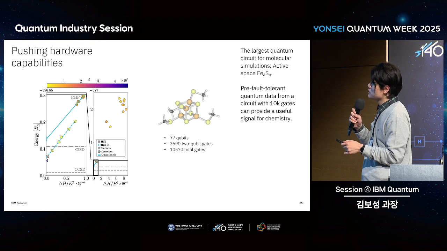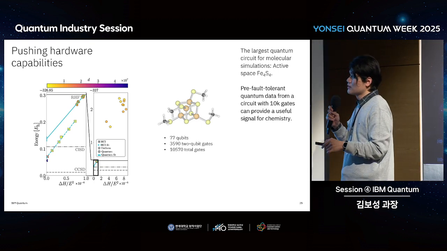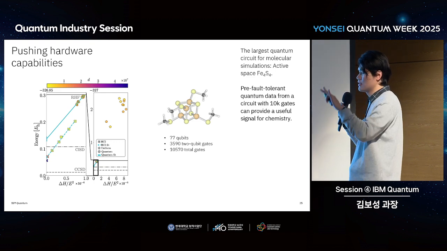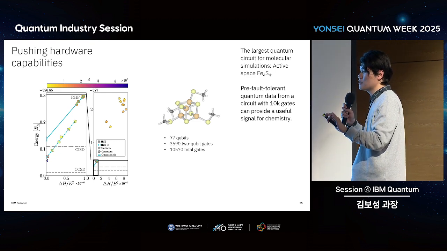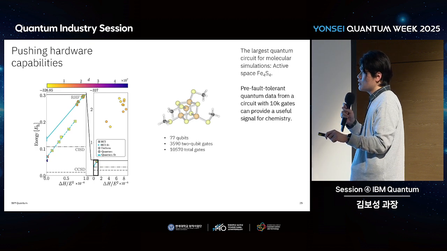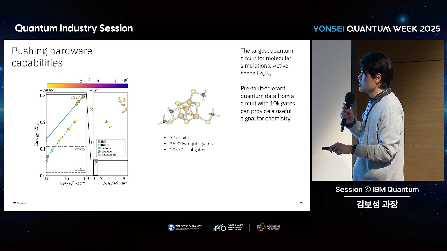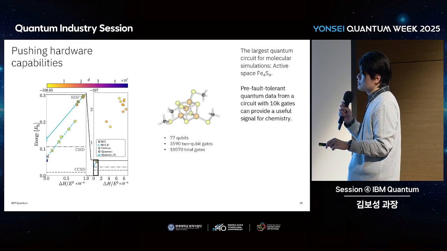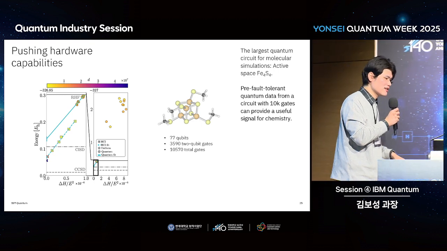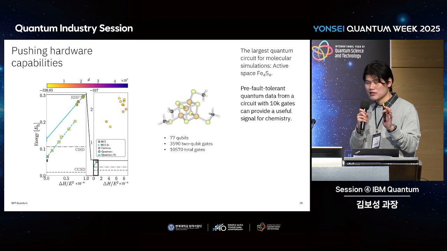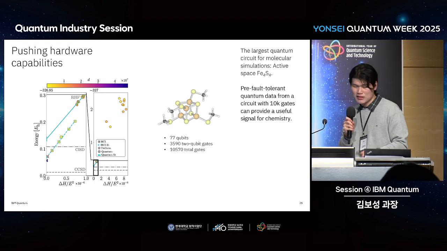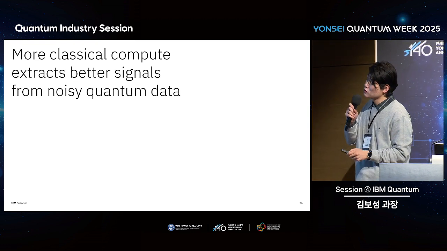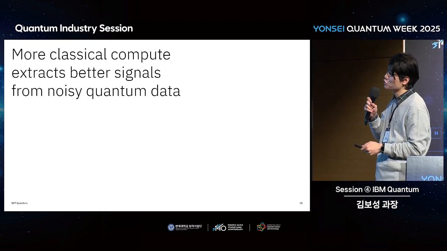So this is pre-fault-tolerant quantum data, but it still retrieves this signal. I'm not saying it is outperforming the classical method at this scale, but you can still see the potential for it to be improved. Here the quantum data is reaching the accuracy of CISD or some HCI fits, and we can say that a quantum computer can be a method of scientific discovery or research at this scale, supported by the classical supercomputer. At the end of the day, more classical compute extracts better signals from noisy quantum data.